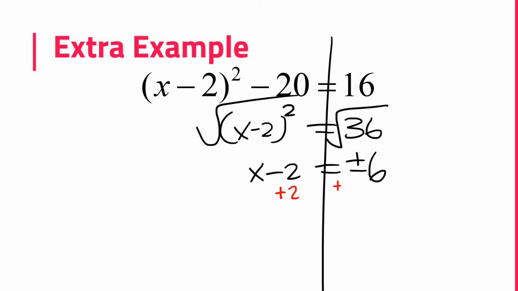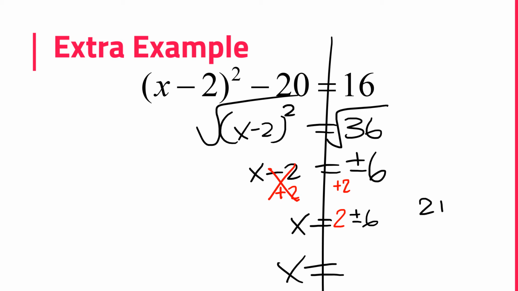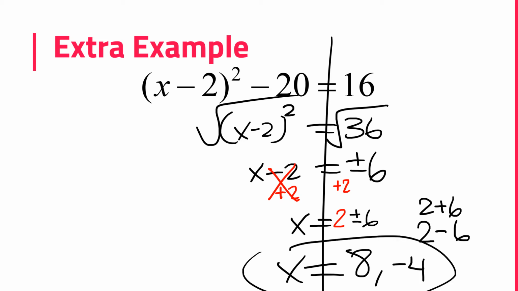I'm going to add 2, but I keep saying add 2 to the front, right? All right, x falls down. I've got 2 plus or minus 6. We can calculate. That's not messy. What is 2 plus 6? 8. What's 2 minus 6? Negative 4. See how that creates 2 completely different solutions.